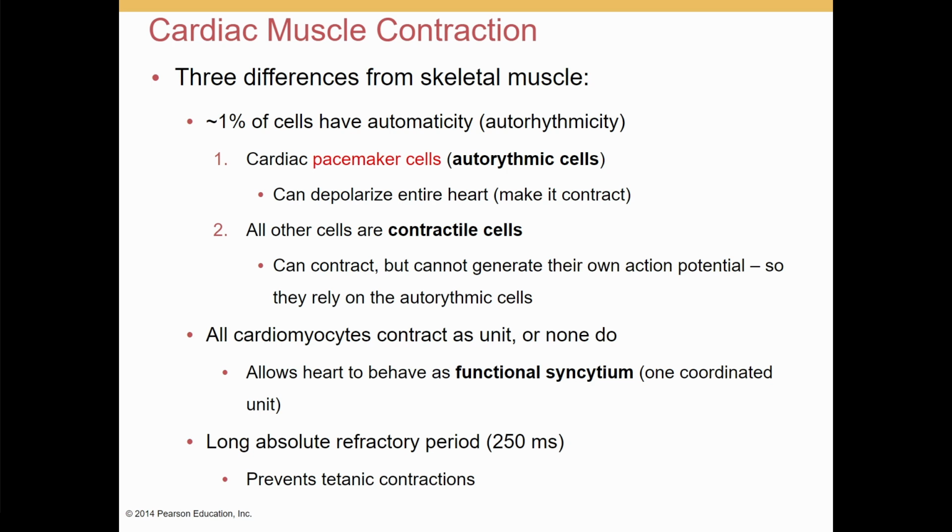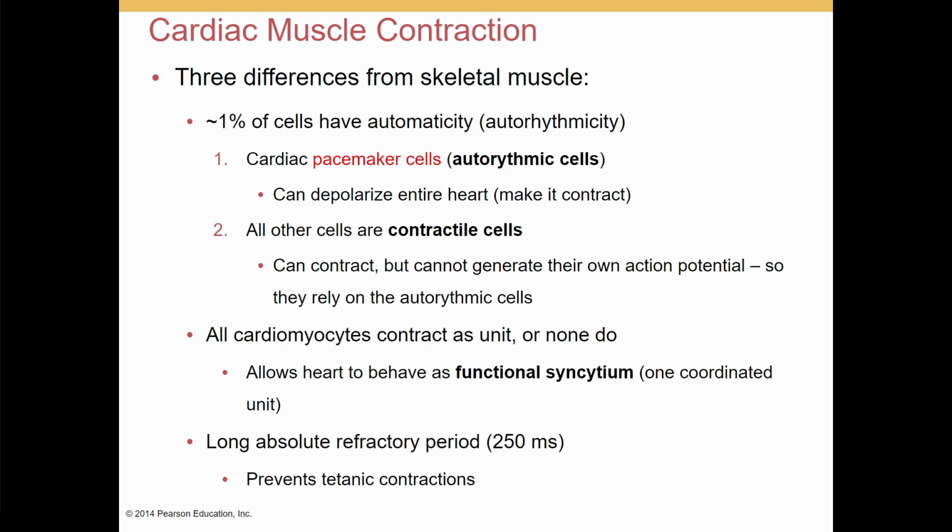They can depolarize the entire heart by initiating an electrical signal that then spreads through the intercalated disc using the gap junctions. All the other cells in the heart that are not the pacemaker cells are considered contractile cells. They can contract, but they don't generate their own action potential. They can't create their own electrical energy. So we need both the pacemaker cells and the contractile cells for cardiac muscle contraction.